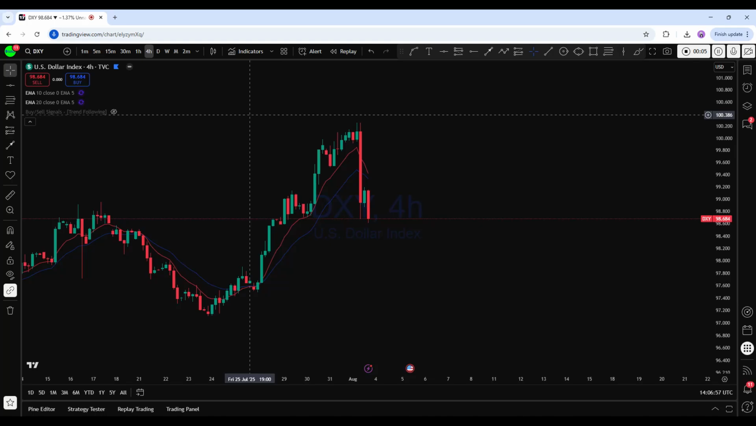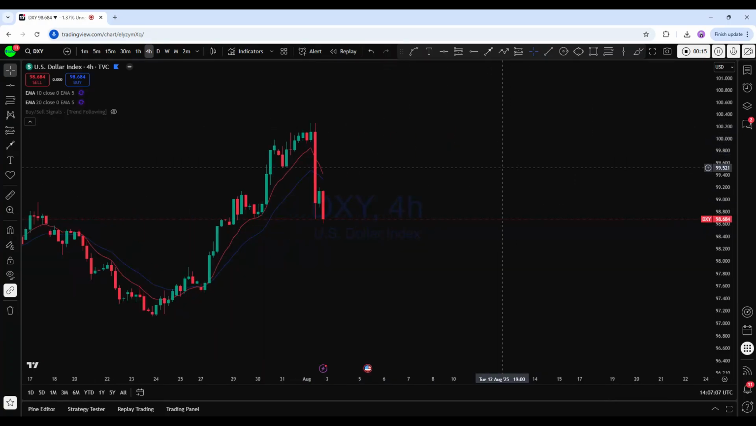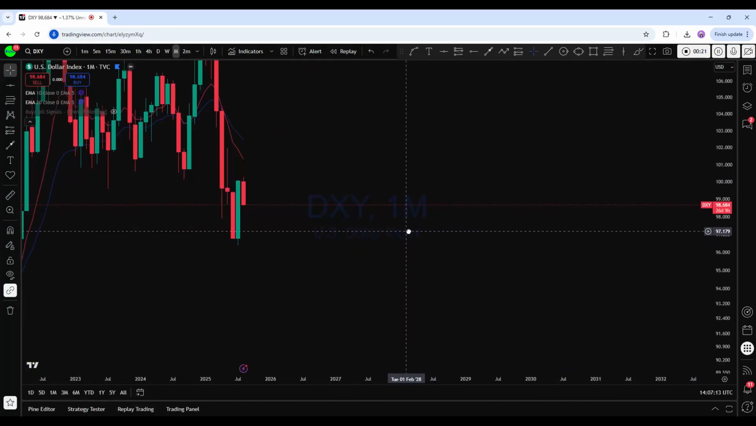After the NFP, we saw a sudden breakdown on DXY with the negative data that came with the NFP. So this week, let's see what kind of movement we can expect on DXY. Starting with the bigger picture, to see the overall direction in this market.